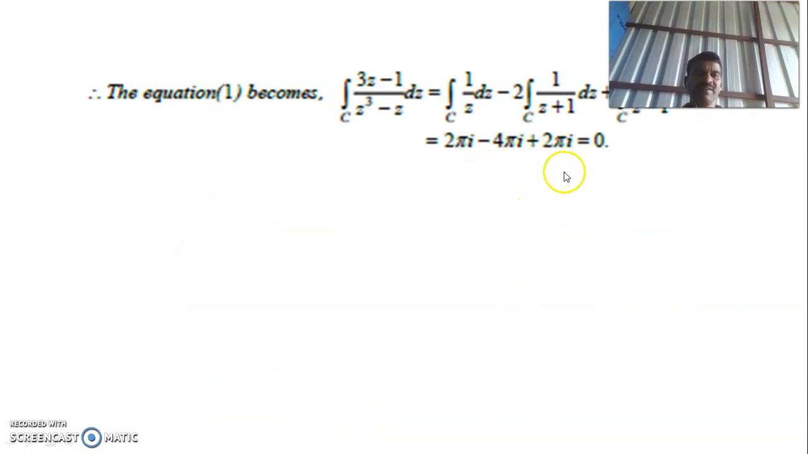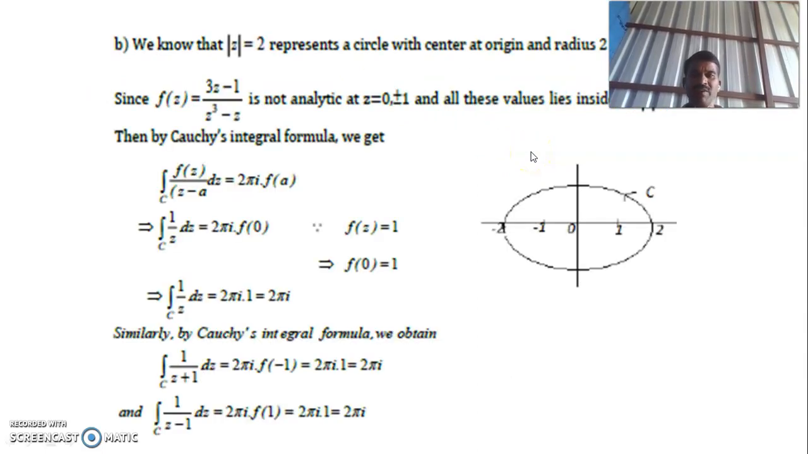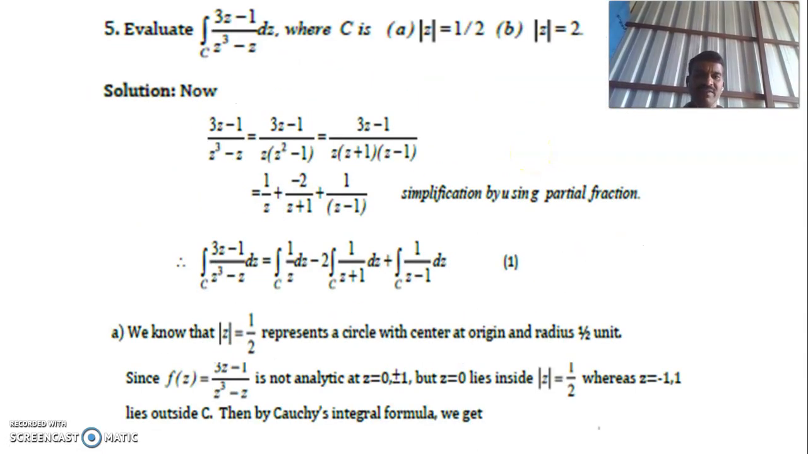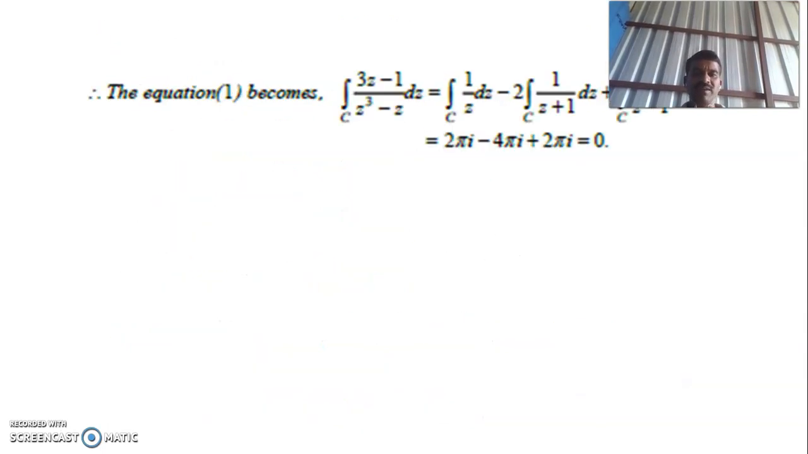So we substitute: this is 2 pi i, and 2 into this is 4 pi i, and the other is also 2 pi i. Then, from equation 1, this is 2 pi i, this 2 into 2 pi i is 4 pi i, and this is also 2 pi i. Which gives the result that the whole integration of (3z minus 1) by (z cube minus z) over the closed domain C is 0.